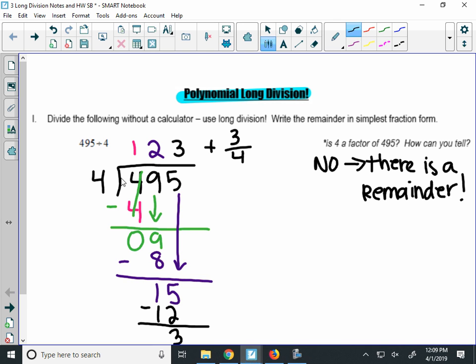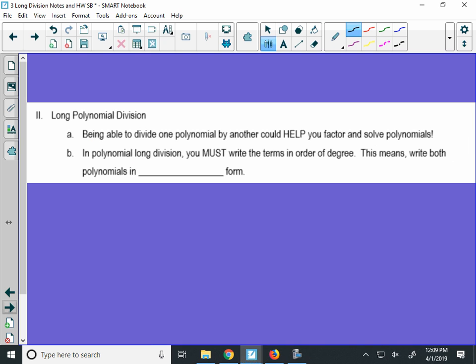So that's the same process we're going to follow here when we add in some x's and variables and different things. All right, so we're going to do polynomial long division. Being able to divide one polynomial by another could help us for different things, and we're going to learn a faster way tomorrow, but it's going to help us factor and solve the polynomial. In polynomial long division, you must write the terms in order or in standard form. If your exponents are not going from highest to smallest, polynomial long division will not work.